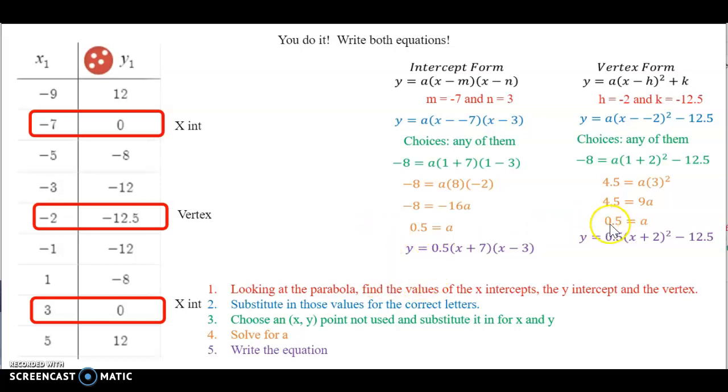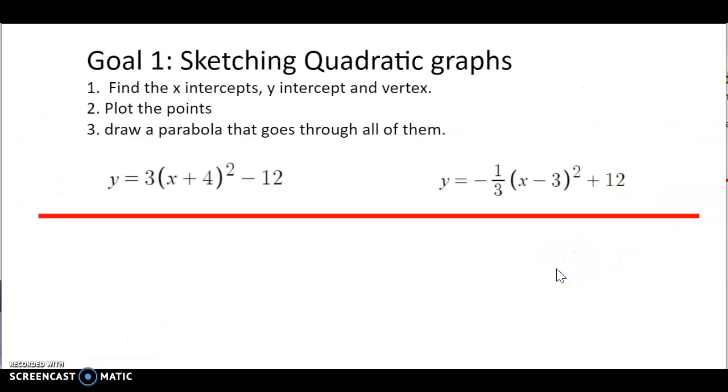Notice that the a value, regardless of what form you're in, vertex form, intercept form, and even in standard form, that's always going to be the same. And you might think, it doesn't seem like a very important number. Yes, it is a very important number because it shows you the stretch factor. It tells you how fat or skinny, or what direction it is opening, up or down. So it is a very important number that you should not neglect. Great. I am going to stop the video right now.